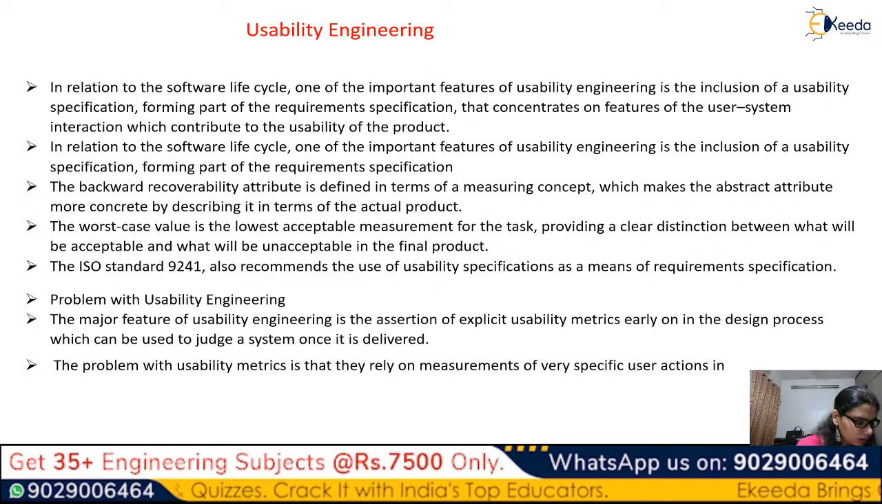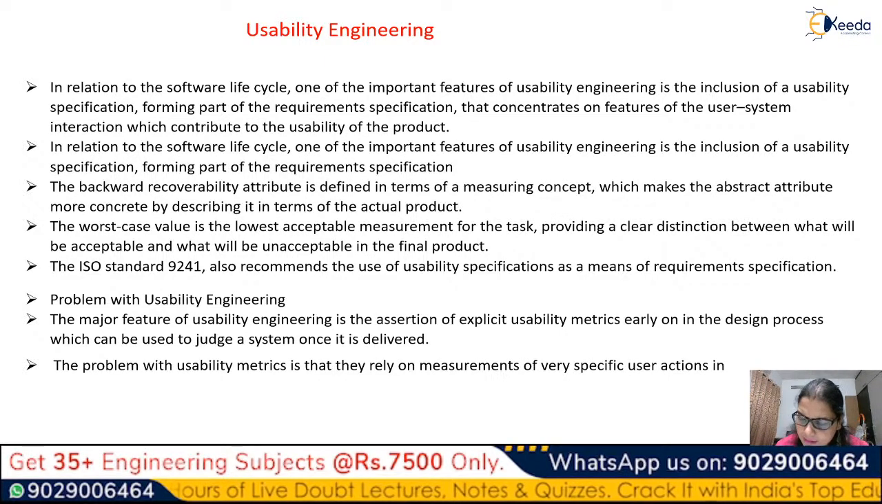Now next is usability engineering. Usability engineering refers to the user of the system. So in the software lifecycle, an important feature of usability engineering is that the usability specification forms part of the requirement specification and concentrates on the features of the user system. So usability engineering is all about the user. This means that explicit usability requirements are used as a goal of the design process.